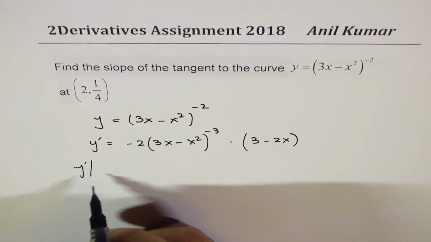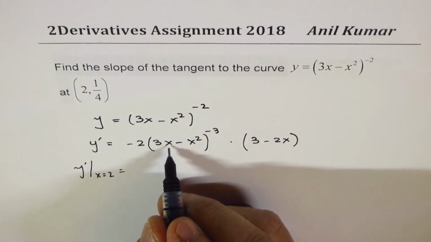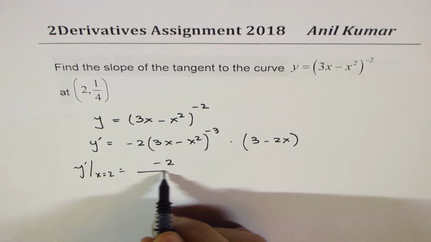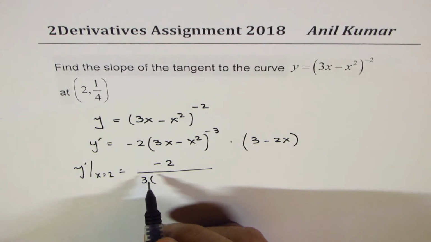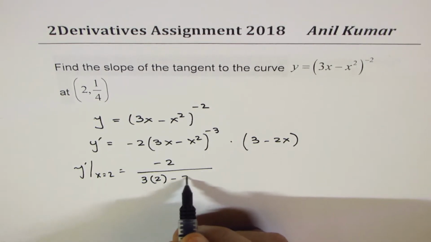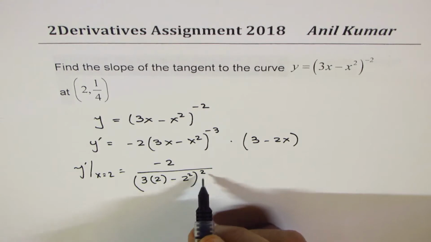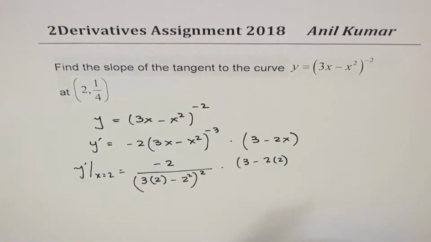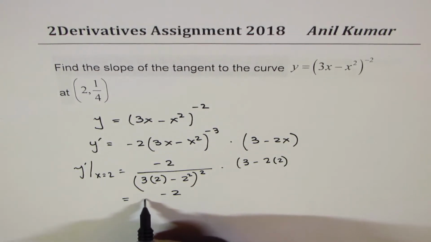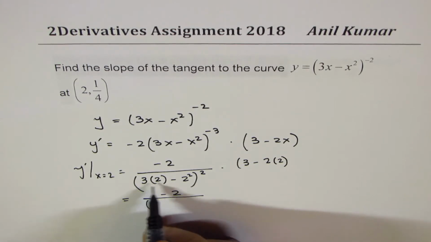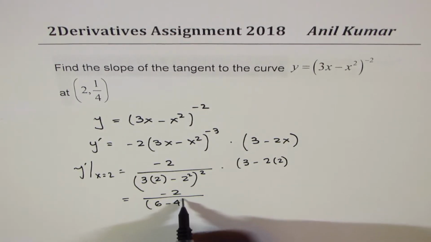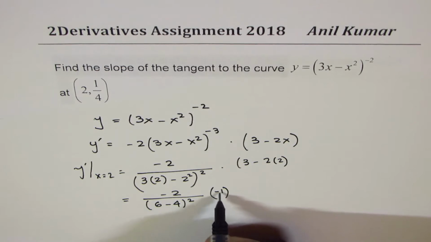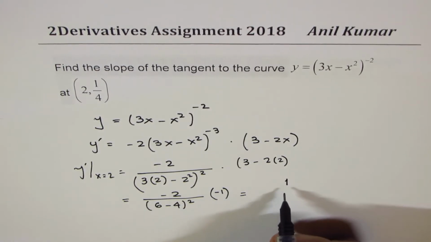Since we need to find the slope at x equals 2, let's just plug in 2 here and calculate. Let me write it like this. We'll write minus 2 over, cubed in the denominator, so we have 3 times, substituting 2 for x, minus 2 squared, all cubed, times 3 minus 2 times 2. So we can substitute these values. We get minus 2 over, here we have 3 times 2 is 6, minus 4, whole cubed, times 3 minus 4, which is minus 1.